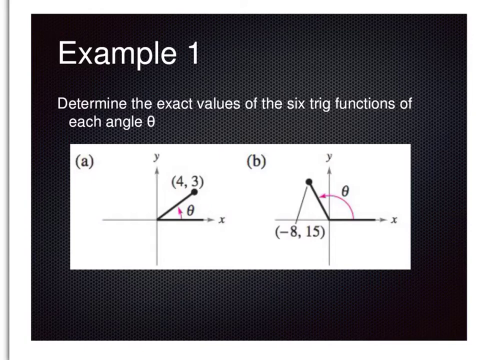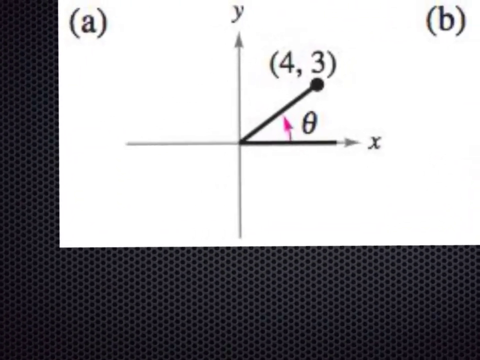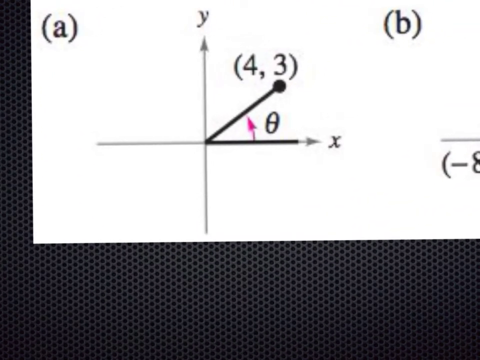It says determine the exact values of the 6 trig functions of each angle theta. Okay, so this should be a wonderful recap to what we've done before. So what I like to do is drop an altitude. Remember the horizontal distance from the origin out is your x. So that means this distance is 4. Okay, this is a right angle. The distance from the horizontal axis up to that point on the triangle, that's your y. So that's going to be 3.